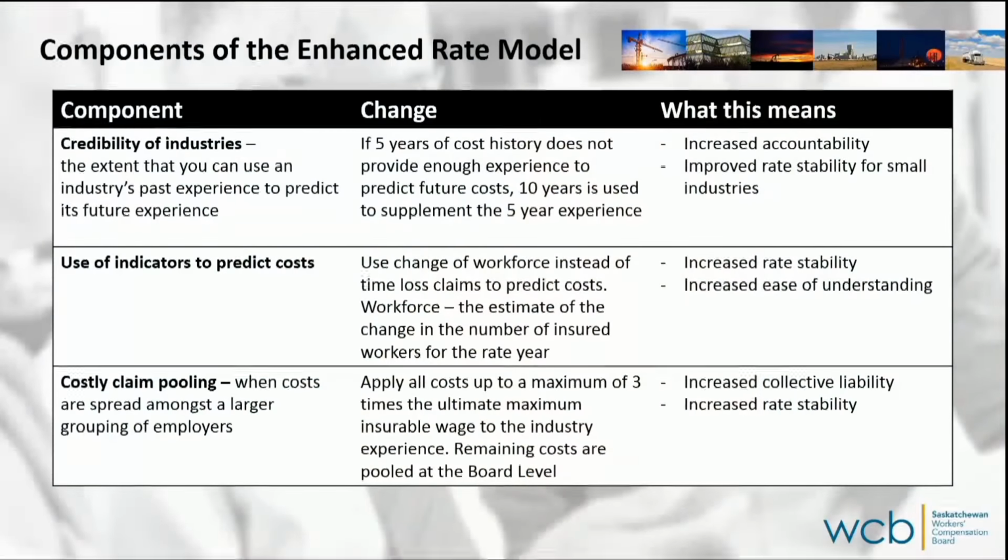So what does this mean? This adjusts credibility to use more of an industry's own experience, so you're more accountable for your experience. You achieve a reasonable balance between reflecting recent experience and reducing volatility for smaller rate codes. This also improves predictability. So for example, if the 5-year cost history of a rate code was 80% credible, we use 80% of the 5-year experience and then 20% of the 10-year experience to get the rate code to 100% credible and use that experience to predict future costs.